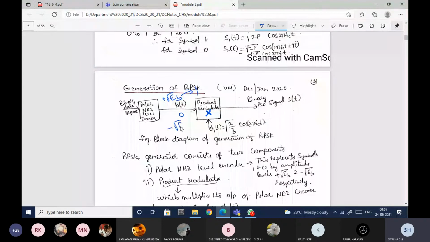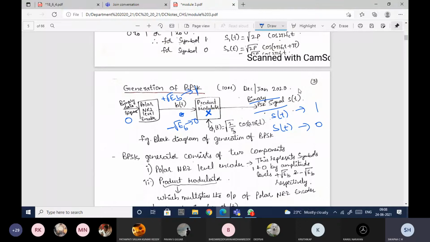1 and minus root Eb for symbol 0. So if I have a symbol 1, then the input to this product modulator will be root Eb. Root Eb into phi 1 of t will give the s of t signal for symbol 1. When I have symbol 0 as my binary data, then this polar NRZ level will convert it to minus root Eb. So minus root Eb will get multiplied with phi 1 of t, so that you'll get the output as s of t for your binary 0.